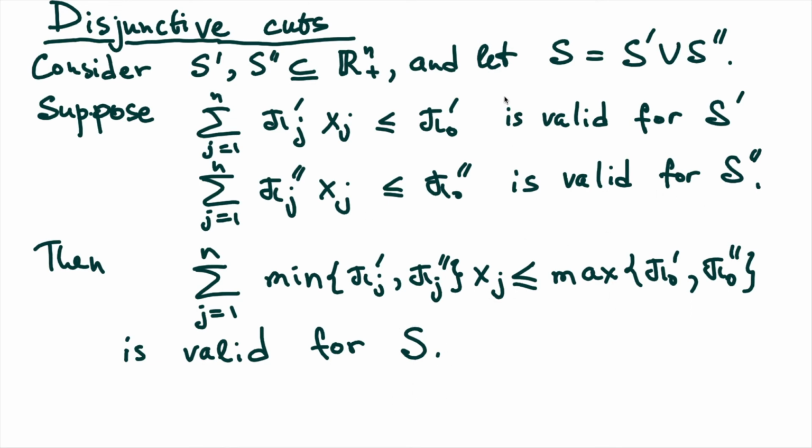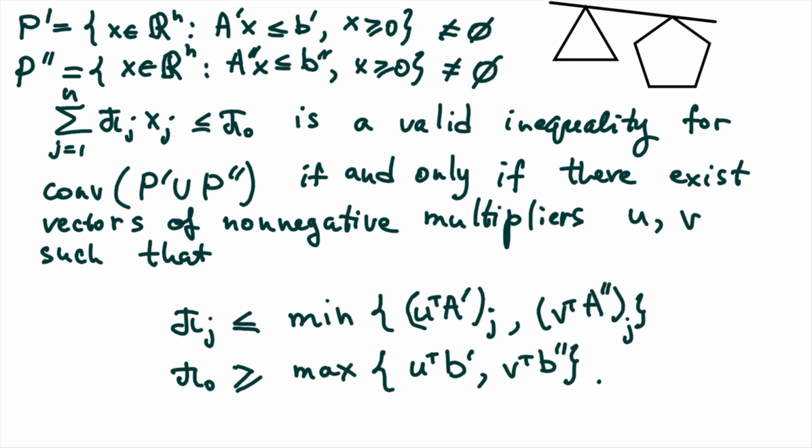Similarly, replacing the right hand side with the maximum of the two right hand sides will still keep the inequality valid, and therefore this resulting inequality with minima here and the maximum on the right hand side gives us a valid inequality for the disjunction of the two sets. So it's easy to construct a valid inequality for the disjunction given two valid inequalities for the sets included in the disjunction.